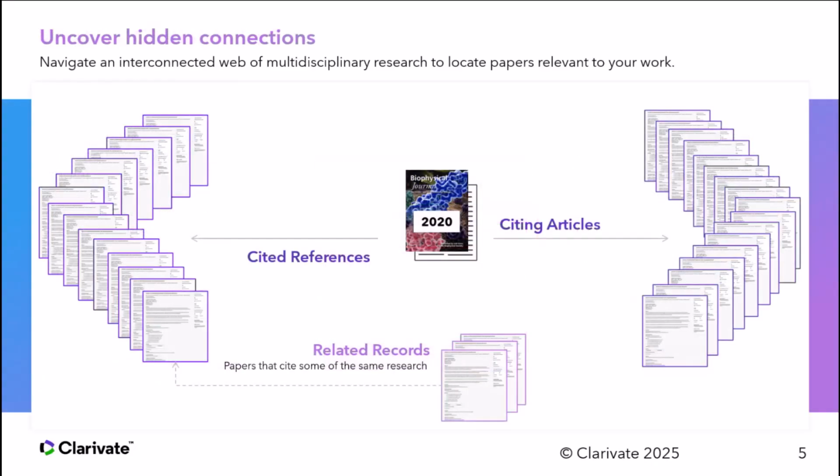Here's a visual. You have an article from Biophysical Journal here in the middle. The papers that this article cites are the cited references here. Looking forward in time, you also have the papers that cite it. And then you also have some articles that don't make a direct connection to the Biophysical Journal paper here. It might not be the exact same subject, but they cite a lot of the same references as this Biophysical Journal article, so they may be of interest. All of those connections are shown in a citation database.